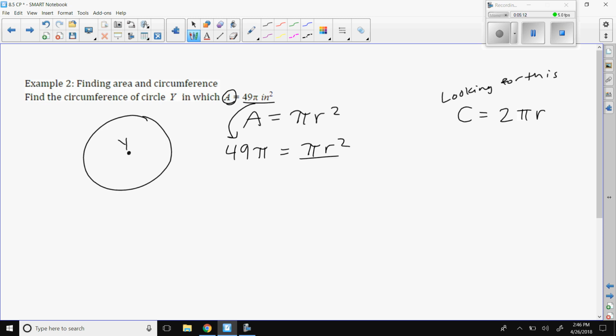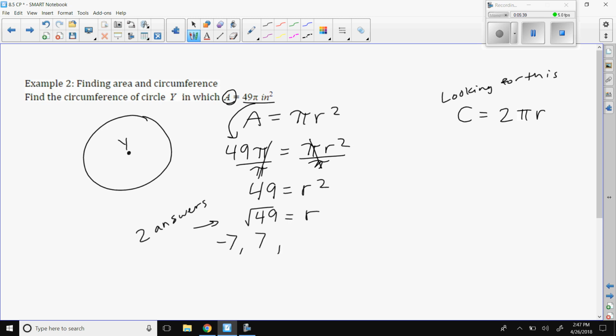All right, I see I have pi on both sides. I want to get r by itself, so I'm going to divide by pi. These are going to cancel right out. 49 equals r squared. Now I'm going to take the square root, so the square root of 49 is going to equal r, which gives me two answers: negative 7 and 7 equal to r. I only want the positive one, so 7 equals r. So 7 equals my radius.